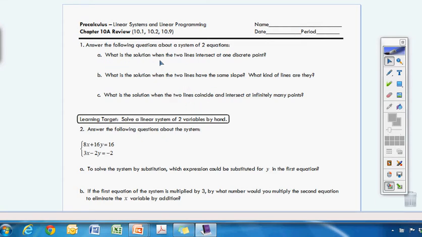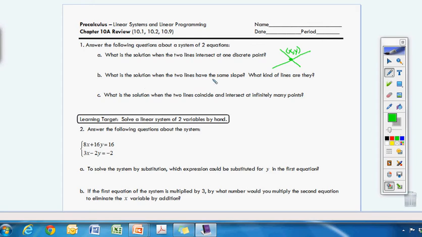So for A, what is the solution when the two lines intersect at one discrete point? Well, there we go. If we have two lines on a graph and they're intersecting at one discrete point, that is a solution. If you were to have the two equations of the two lines, you could use substitution or elimination, and you would be solving for x and y, and this would be your actual solution.